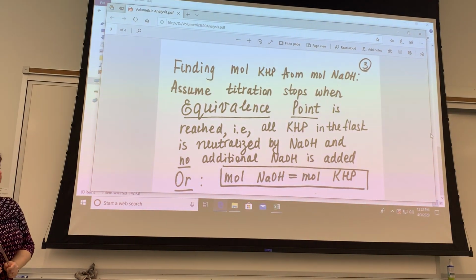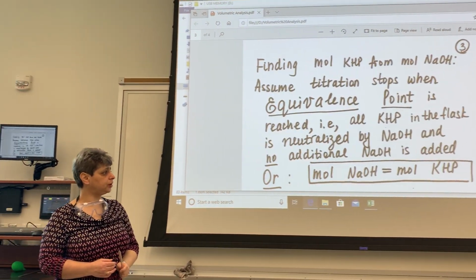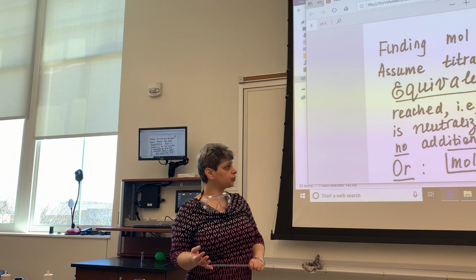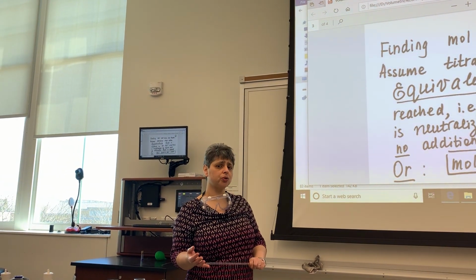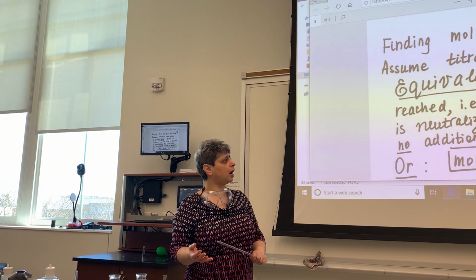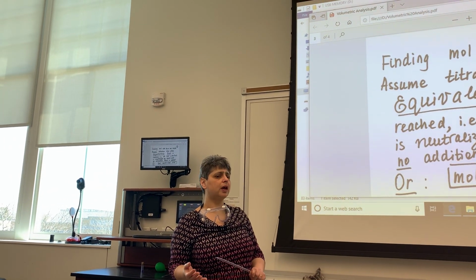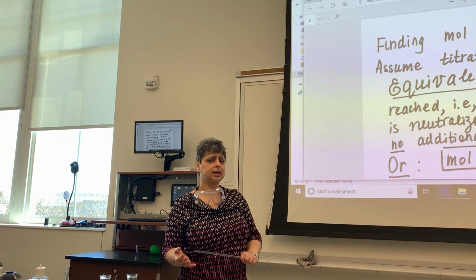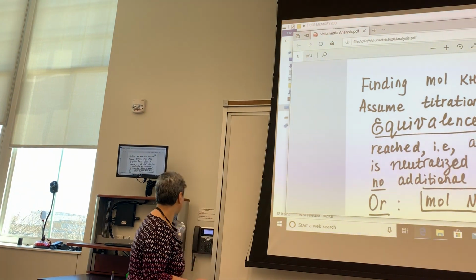So what will be provided to you in the email from your TA will be the mass of KHP that was actually used for titration, which should be close to your theoretical calculated KHP mass. And then we will also provide you with volume of NaOH, and you will have to find exact molarity of sodium hydroxide.